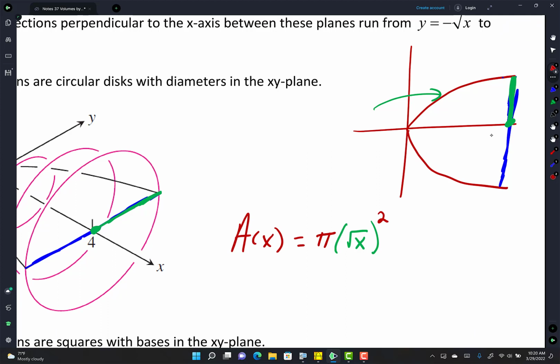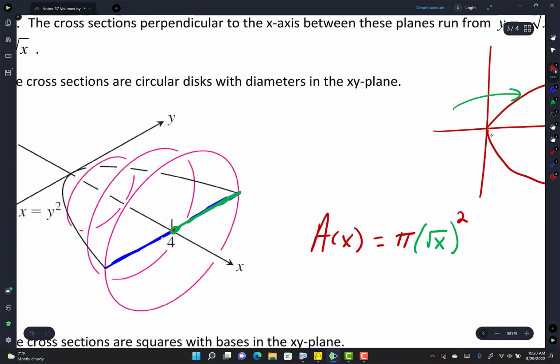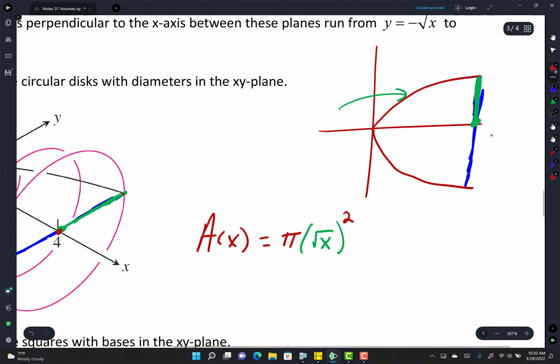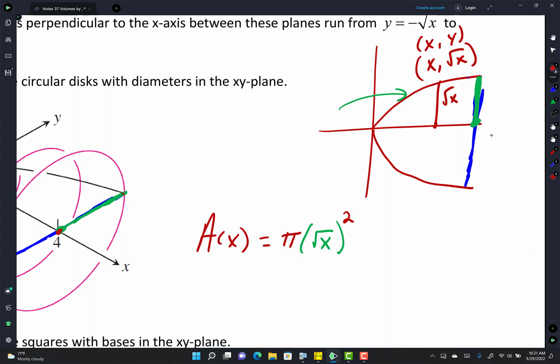Huh? Oh, the distance between the x-axis and the top of that curve, that's just the distance between here and here. That's just square root of x. Right? If it's x comma y, the y value is square root of x. Oh, that makes sense. Okay, yes. x comma y, where y is square root of x. Yeah. Okay. Are we cool there, guys? Perfect. So if I square the square root, I just have pi x. And there it is. That's my area cross section.